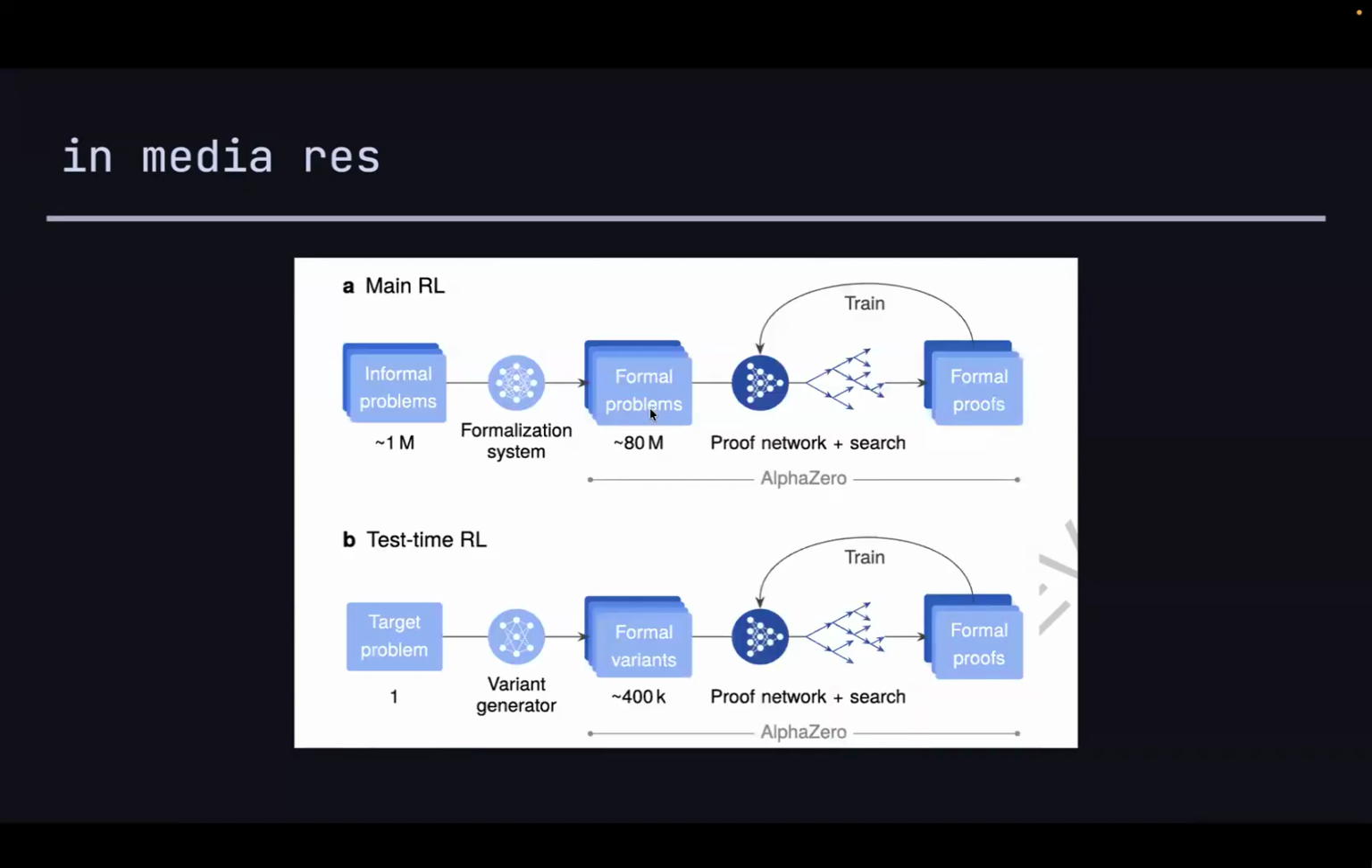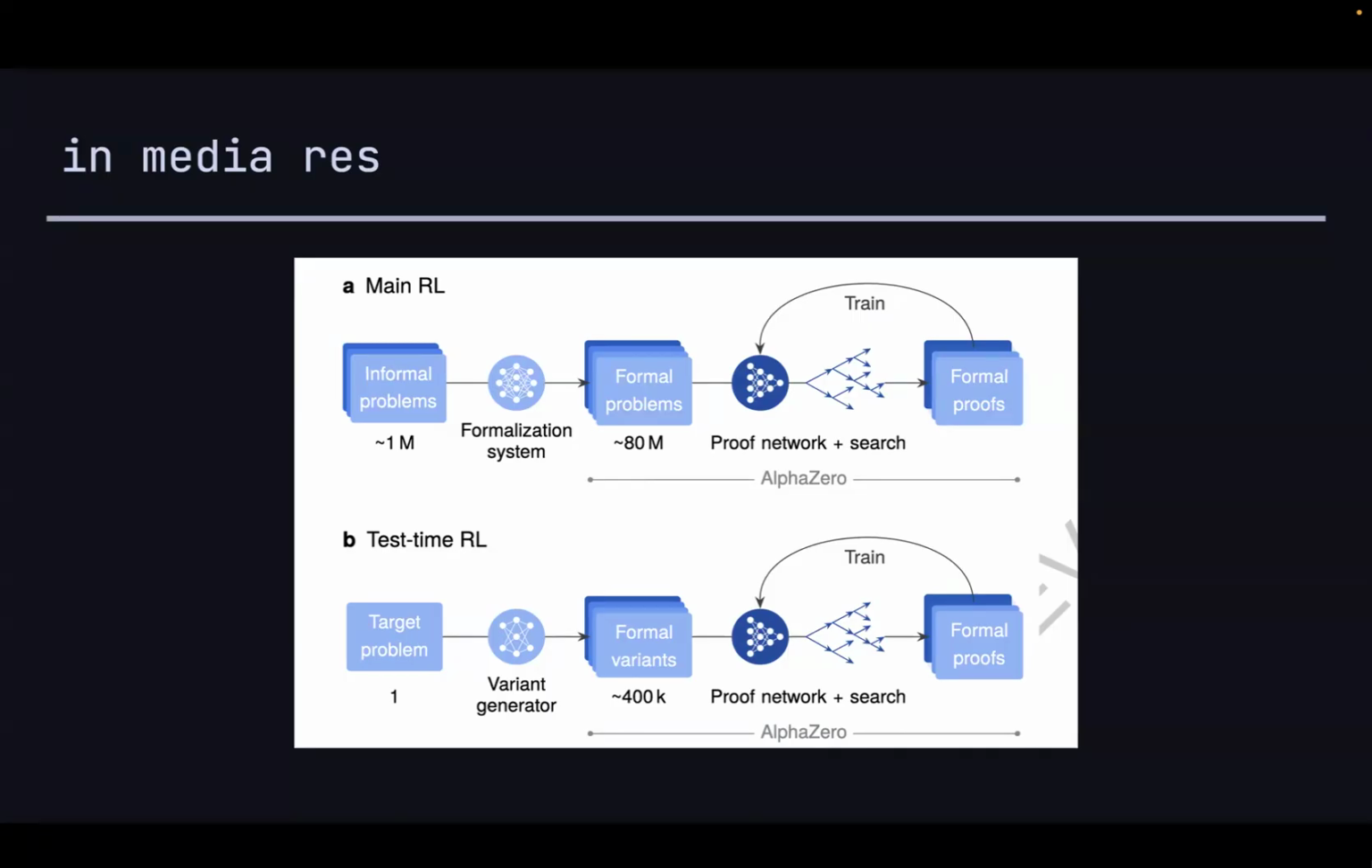So here's also a rough sketch of how the training task goes. The first step is a translation of a bunch of informal problems into formal problems. If you note, the number of informal problems is only 1 million, but the number of formal problems is 80 million. So they're doing a lot of upsampling because there are multiple ways of formalizing the same problem. And then you can use this as the baseline for RL for your proof network plus the search.